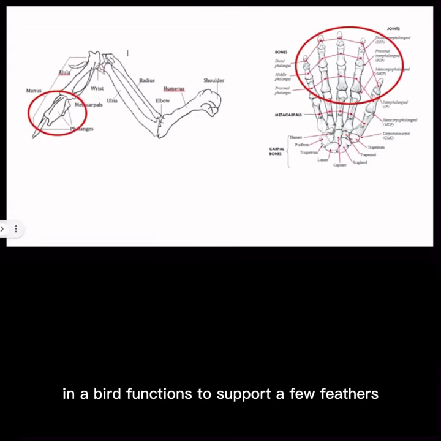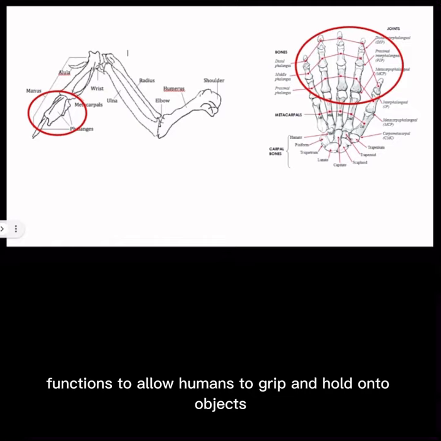The phalanges in a bird function to support a few feathers that can be moved separately from the wing. The phalanges in a human function to allow humans to grip and hold on to objects.